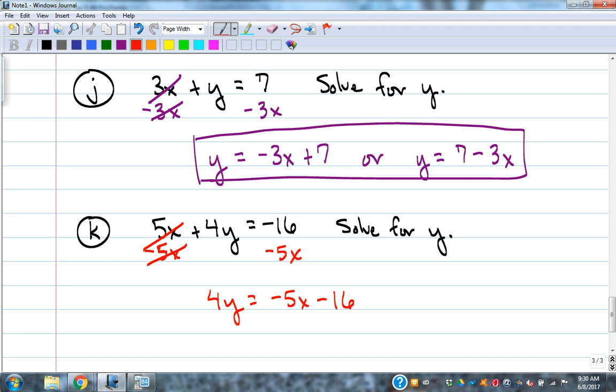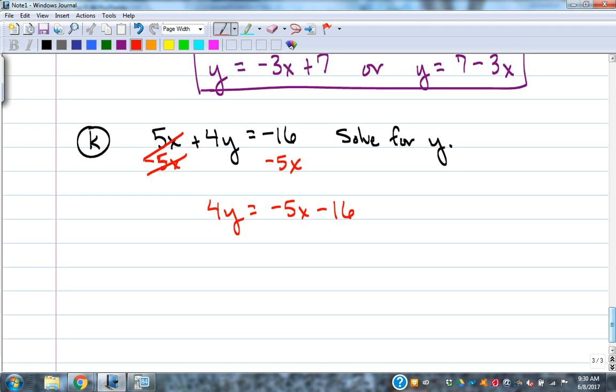And then y is not completely by itself yet. So I got to get rid of that 4. How do I get rid of that 4? That's correct. Divide every piece by 4. So if I divide the left side by 4, that means I got to divide the entire right side by 4. So I'm going to divide each individual piece by 4.